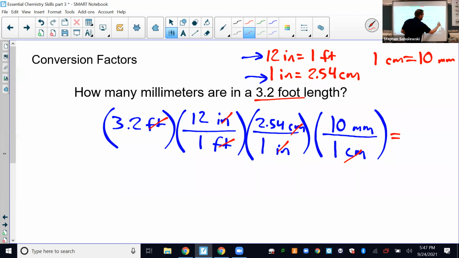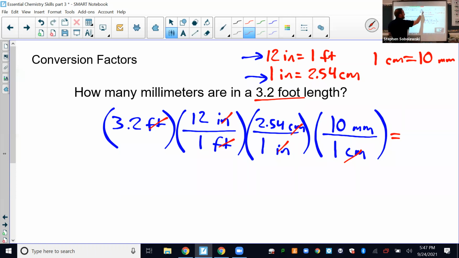At this point, the only unit left is millimeters, which is what we're looking for. And again, we have only numerators. Let's go one at a time here. 3.2 times 12 equals, times 2.54 equals, times 10 equals 975.36. Now we're going to look at what's limiting us in terms of sig figs.